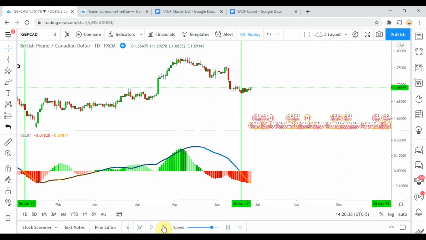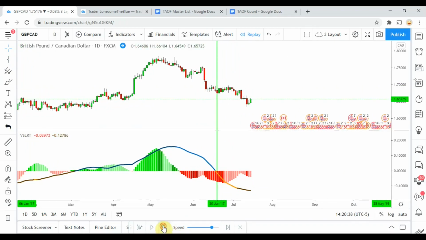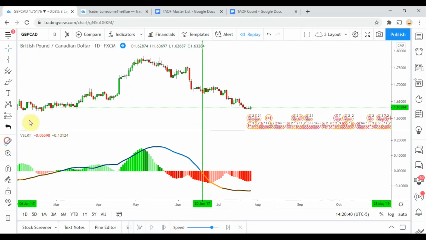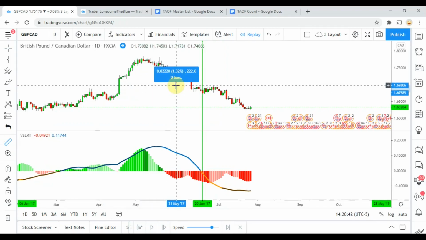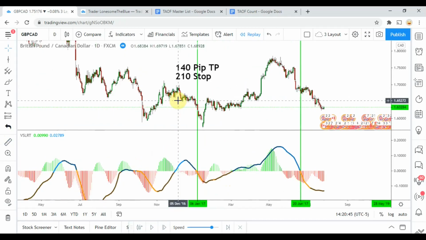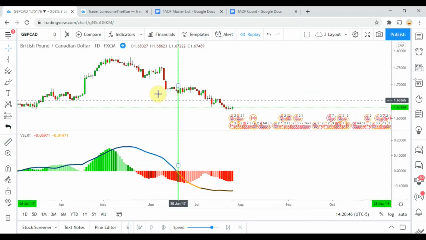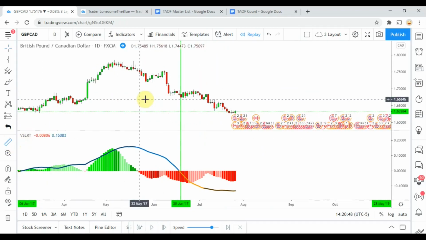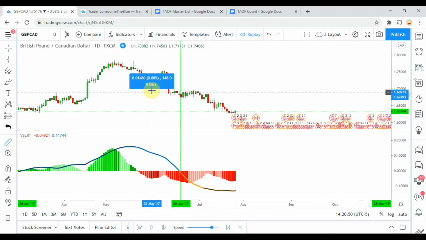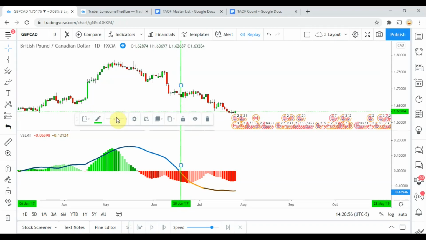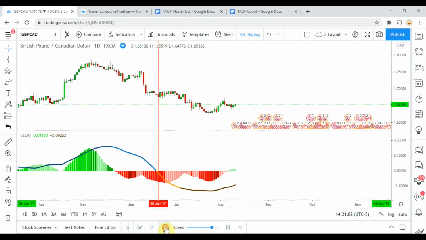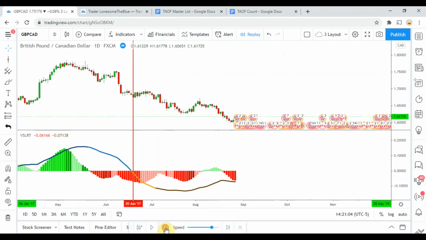And it hasn't quite played out yet, so let's go ahead and play it forward. Looks like it does. No. I think we might have actually gotten stopped out right there on this one. So stopped out there. Yes, unfortunately, we did get stopped out, and so that one would have been a losing trade there. Let's go ahead and continue playing it forward.